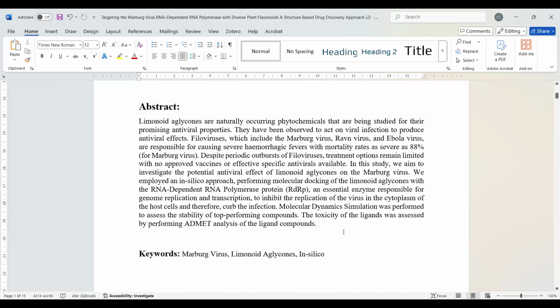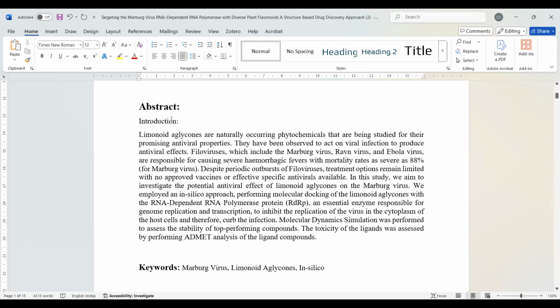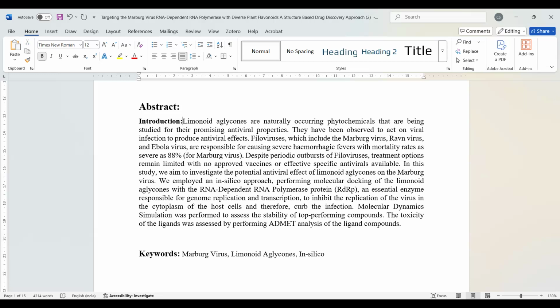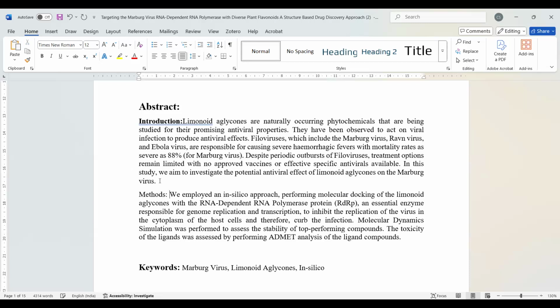Actually, an abstract should include all the parts, like a few lines for introduction, a few lines for methods. I tried to write it in that way. First I mentioned the ligands, then the virus we are targeting, and that the crux of the study is that we are studying the potential antiviral effect of these ligands on this virus, doing it through an in silico method. We'll be performing the docking, and we'll be performing the MD simulation after that.